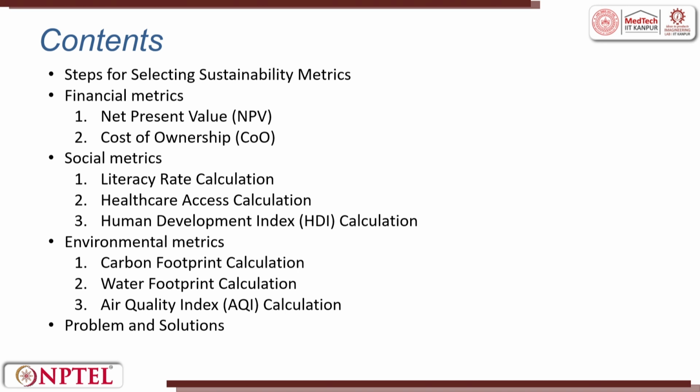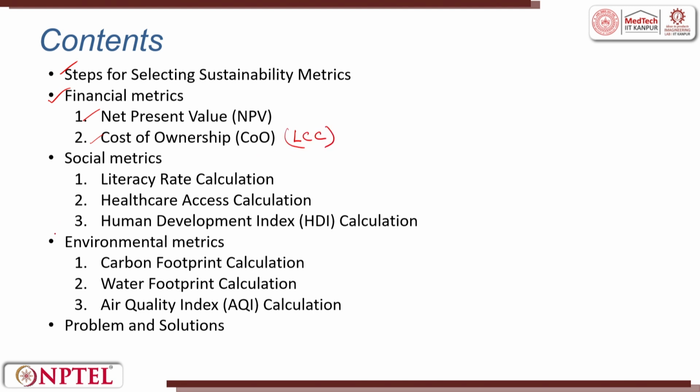I will walk you through the following contents: steps for selecting sustainability metrics. Then we will talk about three kinds of the metrics that we talked about in the triple bottom line. We talked about the economic, we talked about the social, we talked about the environmental impacts. And for economic, I'll talk about financial metrics, that is net present value and cost of ownership, which is also called life cycle costing.